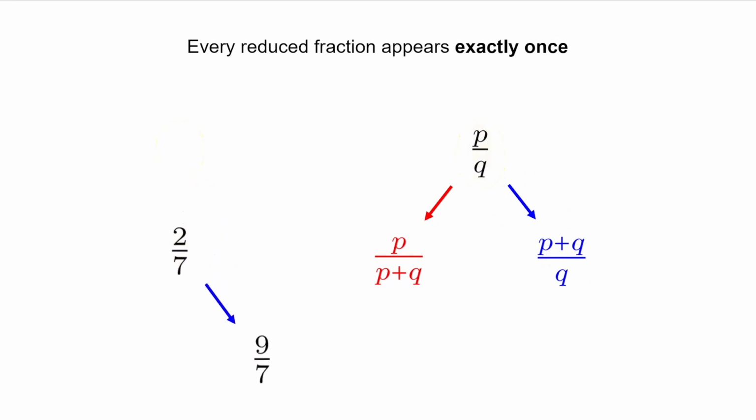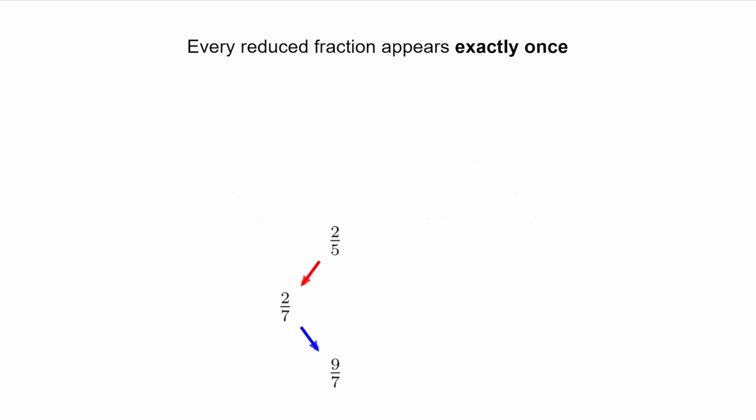We'll repeat this process on 2/7. Since the denominator is larger, this must be a left child, and we can solve for its ancestor. Notice that with each iteration, the sum of the numerator and denominator decreases. So eventually, this process must lead back to an ancestor 1/1.